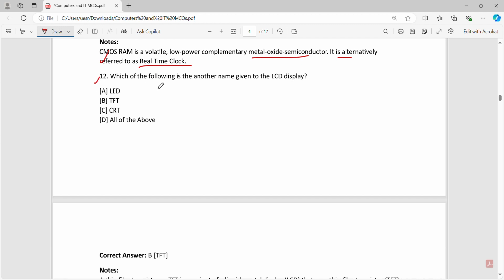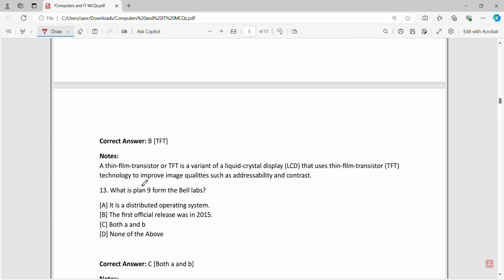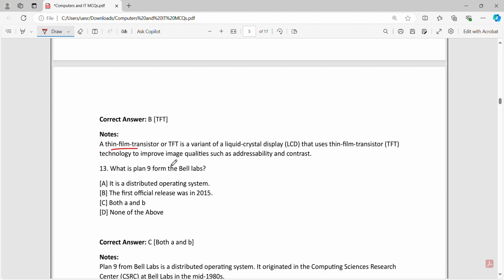12th question. Which of the following is another name given to LCD displays? So the answer is B, TFT. A thin film transistor, or TFT, is a variant of the LCD, liquid crystal display, that uses thin film transistor technology to improve image quality such as addressability and contrast.